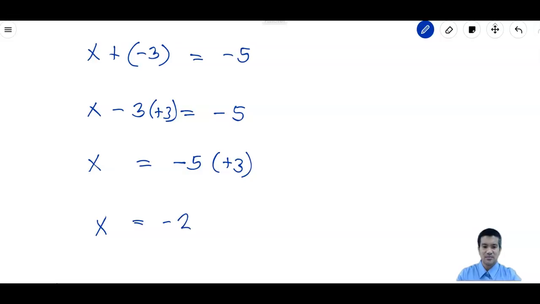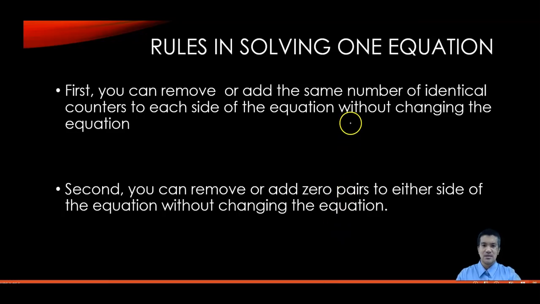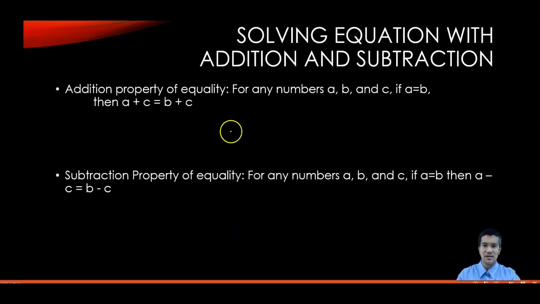So therefore the first rule we used is that we can remove or add the same number of identical counters to each side of the equation. So from here we can now use addition and subtraction. So, solving an equation with addition and subtraction. What are the properties that we are going to follow?